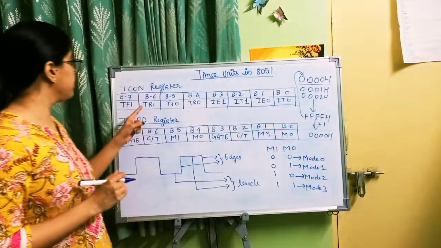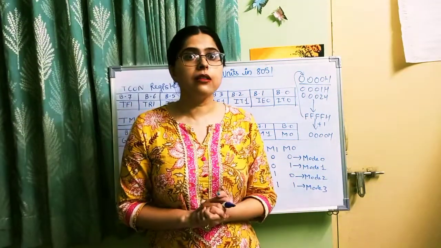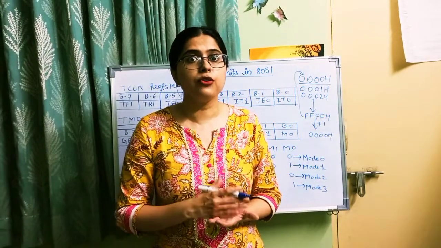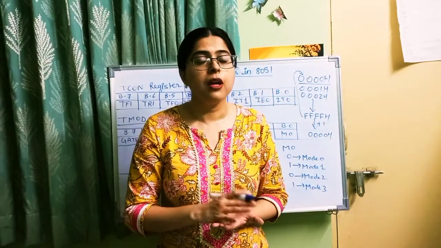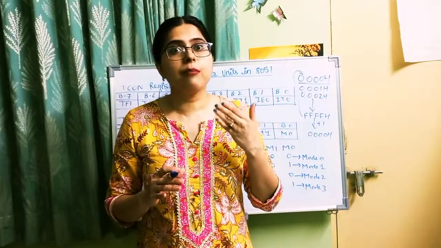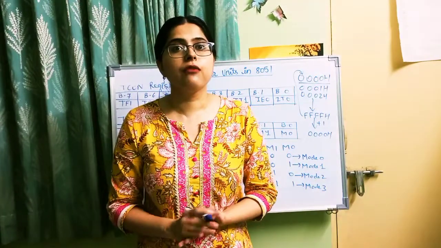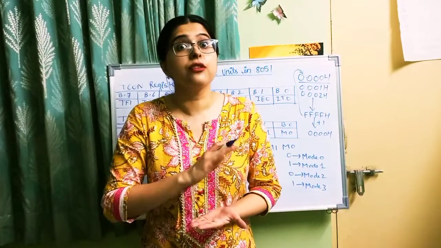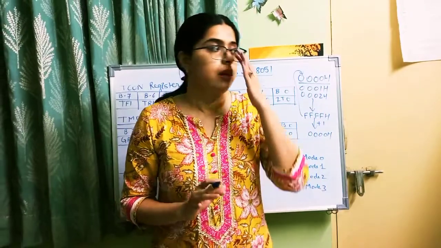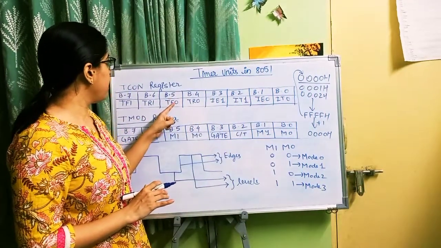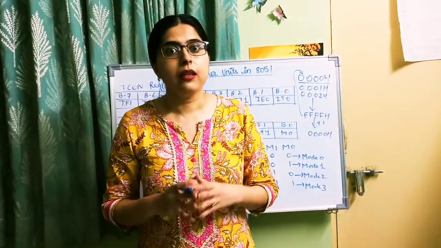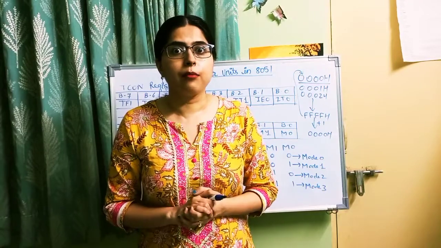Now next bit is TR1, the timer 1 run control bit. It checks whether the timer should be running or should be stopped. When TR1 is 1, it means the timer is running, it is working. When TR1 is 0, the timer is stopped, it is not working. So it decides whether the timer is running or stopped. Now next bit is TF0. TF0 is similar to TF1, that is the overflow flag for timer 0.